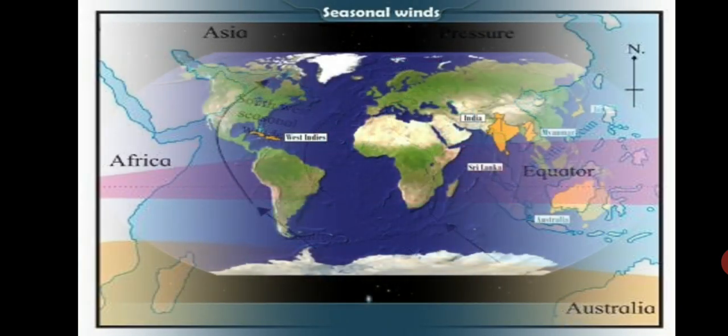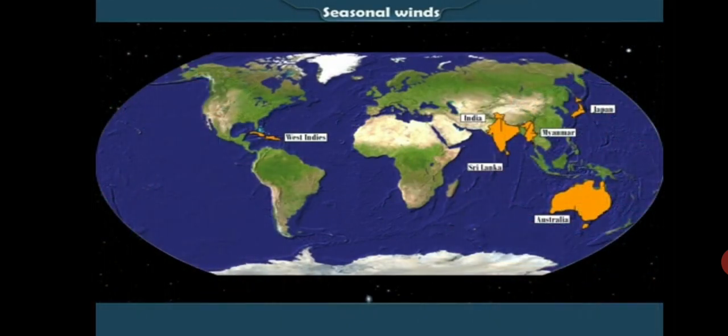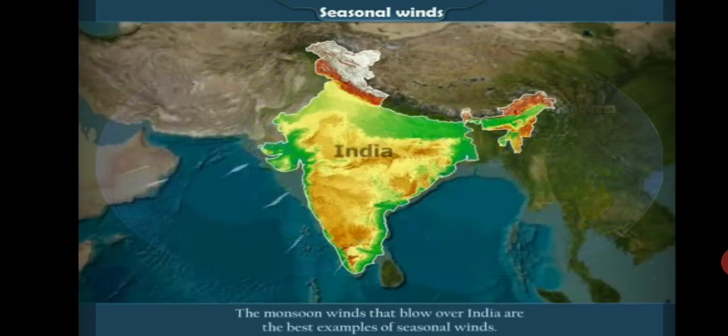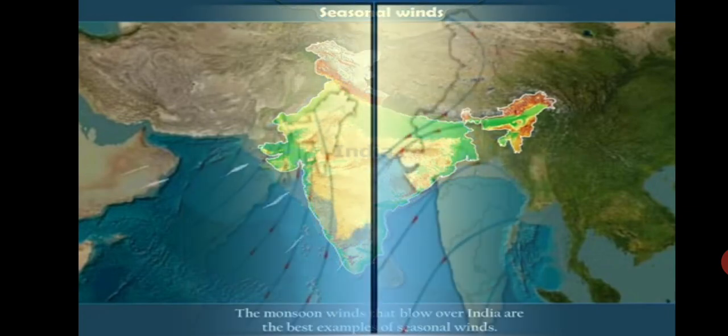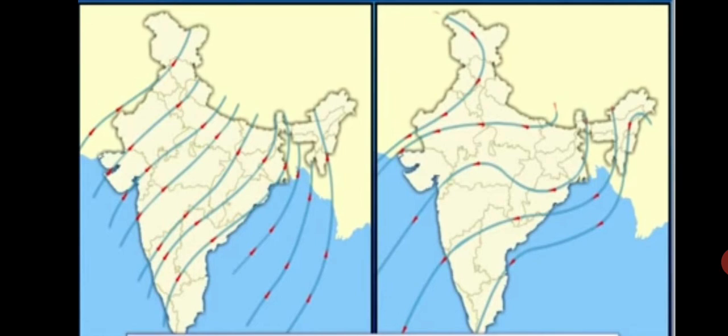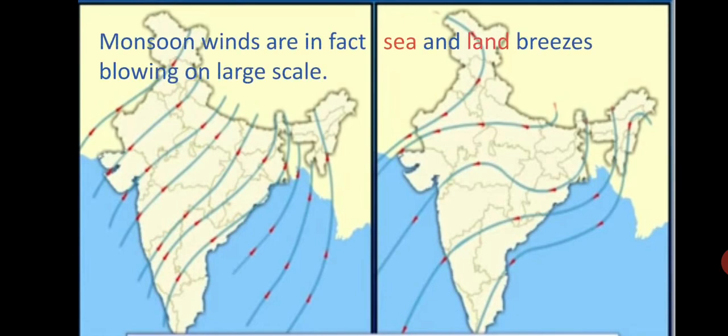The influence of monsoon winds is seen in the summer and winter seasons in the Indian subcontinents. Due to these winds, the Indian subcontinent experiences monsoon and retreating monsoon season apart from summer and winter. So the monsoon winds that blow over India are the best examples of seasonal winds that we are studying. So what are monsoon winds? Monsoon winds are in fact sea and land breezes blowing on large scale.